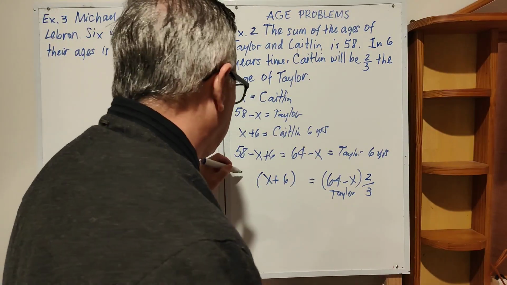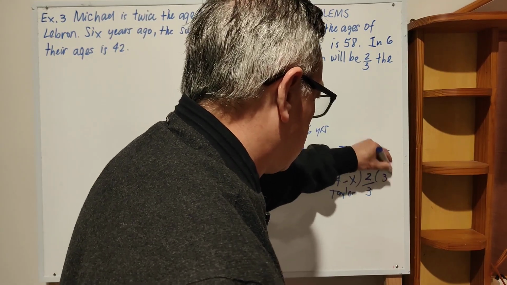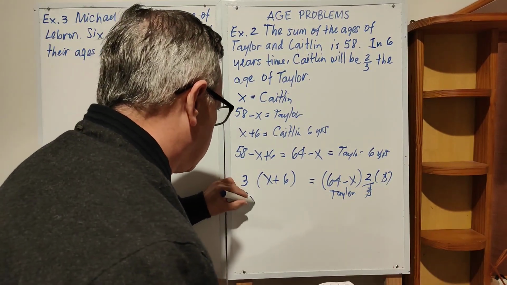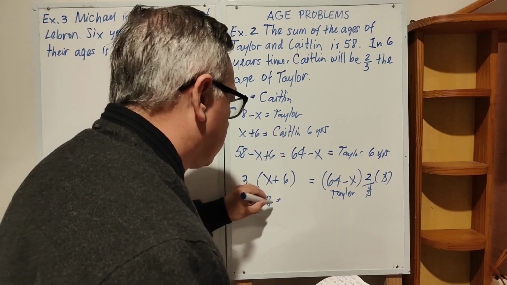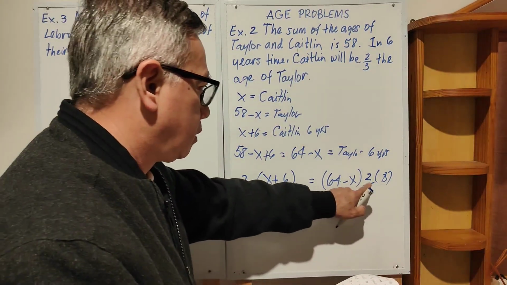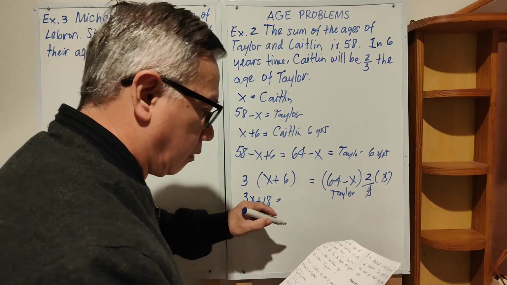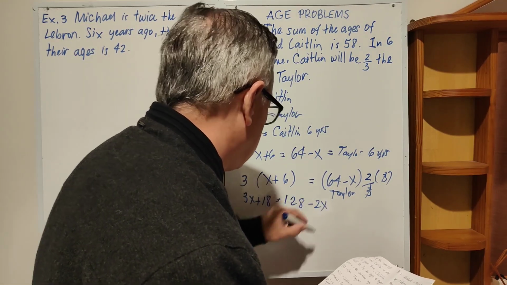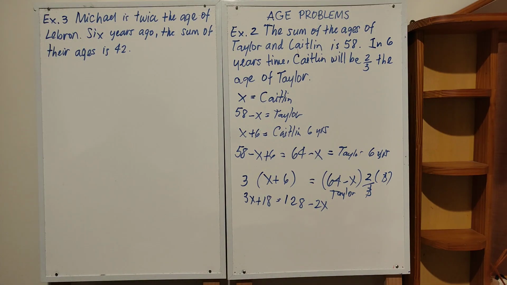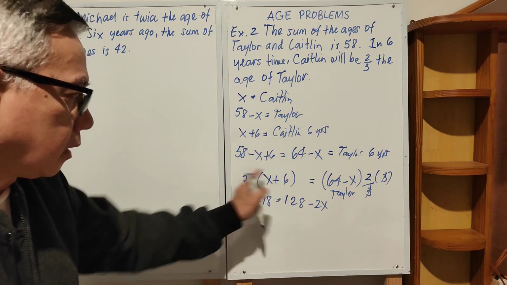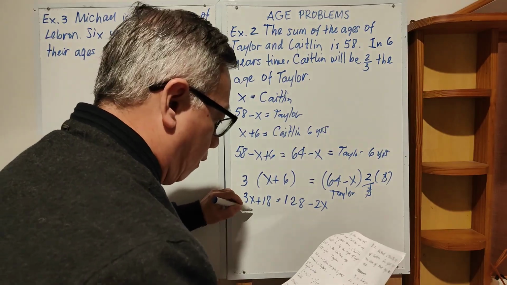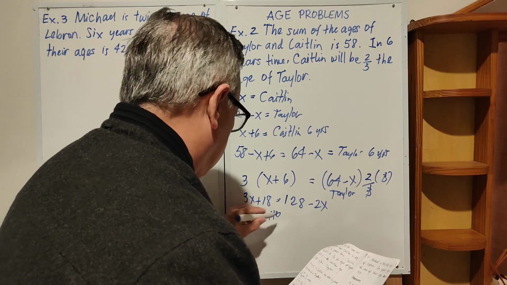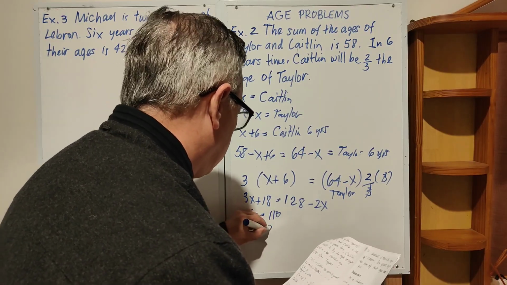Multiplying 3 on both sides, this will cancel out. So this becomes 3x plus 18 is equal to, distributing 2 to 64 and x, 128 minus 2x. Transposing, I'll use a shortcut: 5x is equal to 110. x is equal to 22.